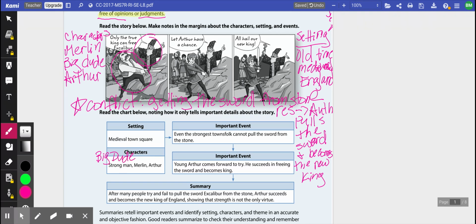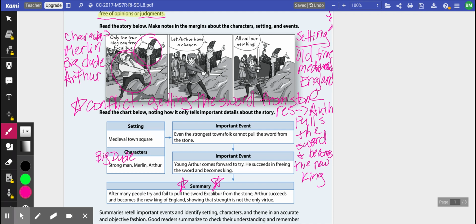And then we've got Merlin and Arthur. In our first event, the strong dude tried to pull the sword and he couldn't. Then our next thing is that our kid comes forward and he tries. And ultimately, he does. And he gets to pull the sword and becomes king. So our summary of this entire comic is, so here we are down here. After many people try and fail to pull the sword Excalibur from the stone, Arthur succeeds and becomes the new king of England. And our theme, guys, is that last part, showing that strength is not the only virtue.